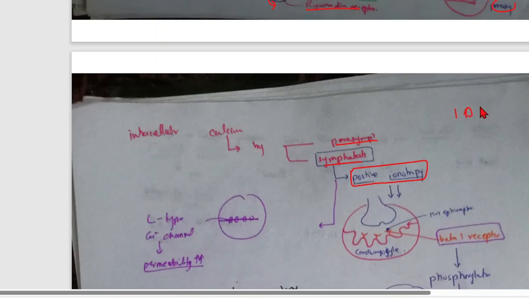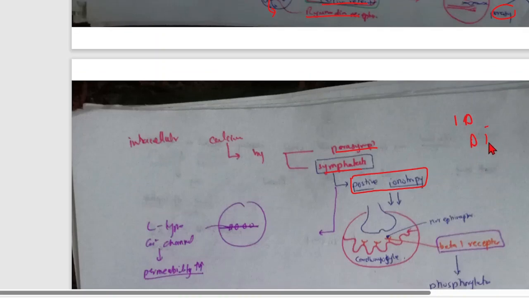Inotropic, and there is another thing I don't remember. So it is positive inotropic, dromotropic, and chronotropic. These are the three things. We will explain that.